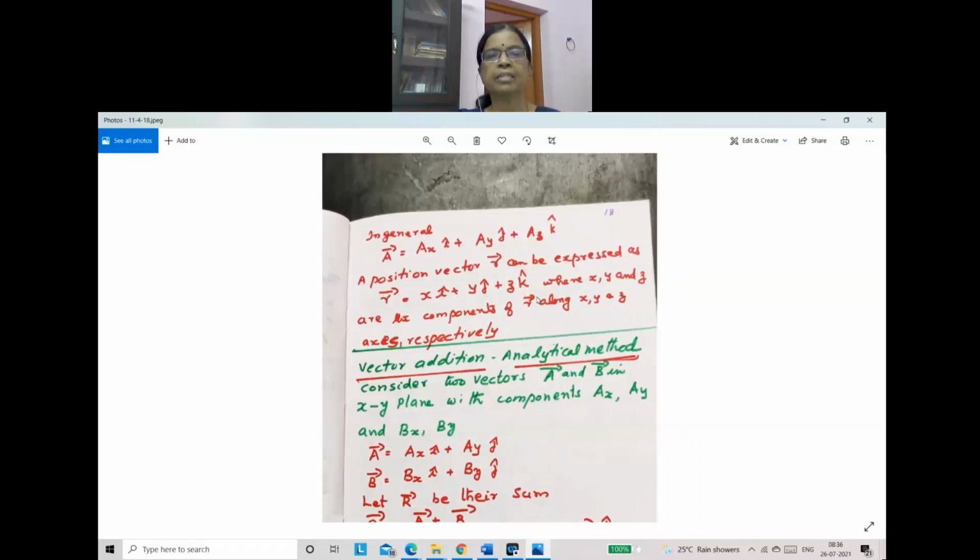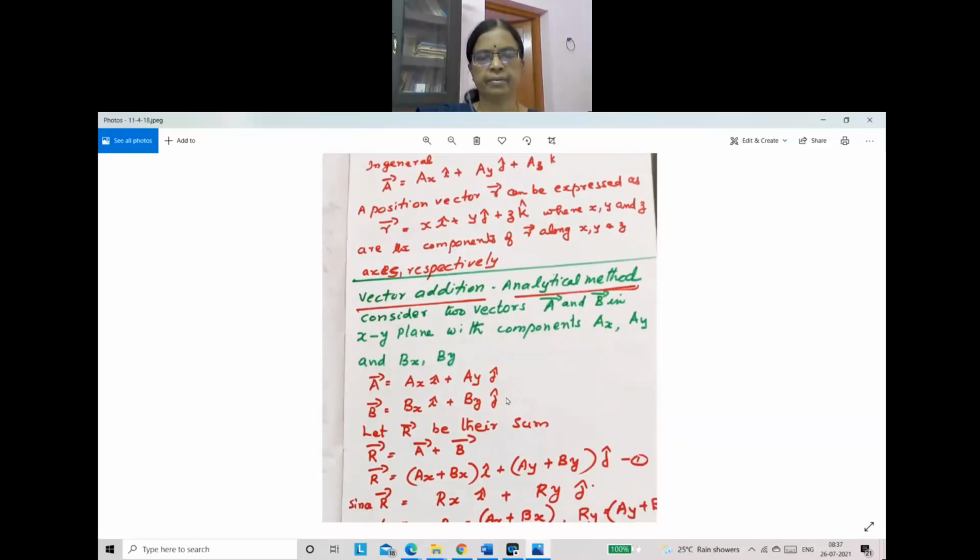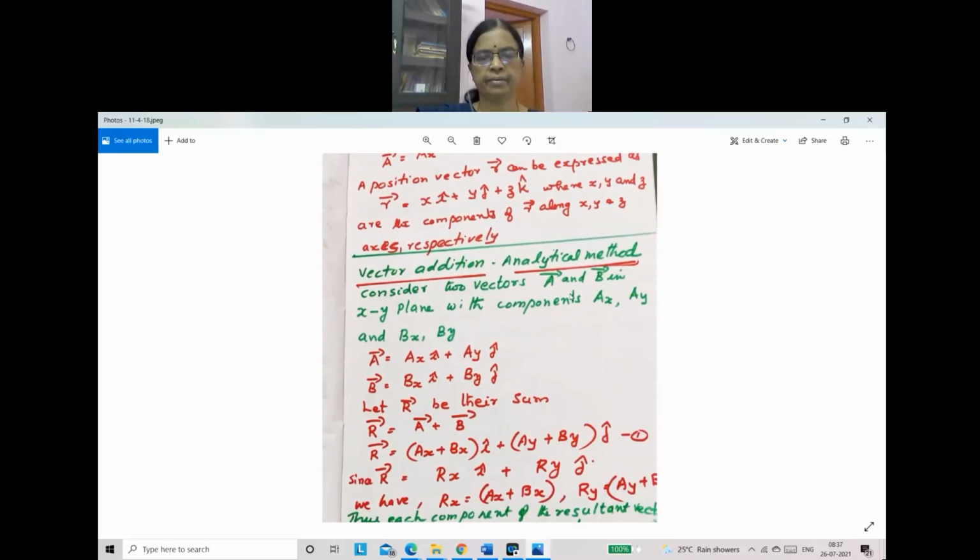Position vector, always remember, is denoted by vector R, equal to x i cap. We are not writing Rx i cap, Ry j cap, Rz k cap. That is for general vectors. But for the position vector, we write only in this manner: x i cap plus y j cap plus z k cap. Remember that. The vector addition analytical method is what we have seen here. When we found the displacement vector, we subtracted the vectors, just like that.